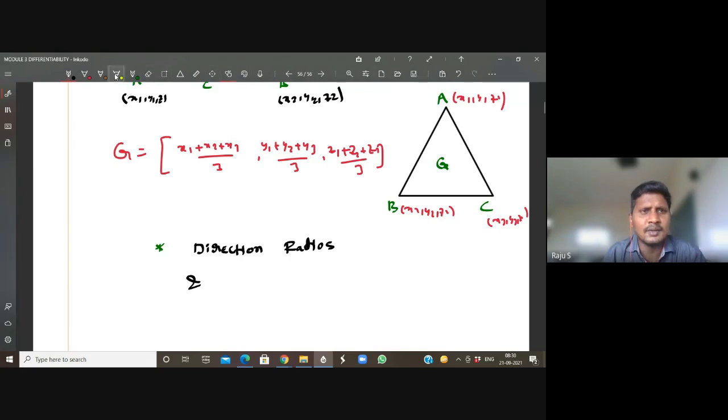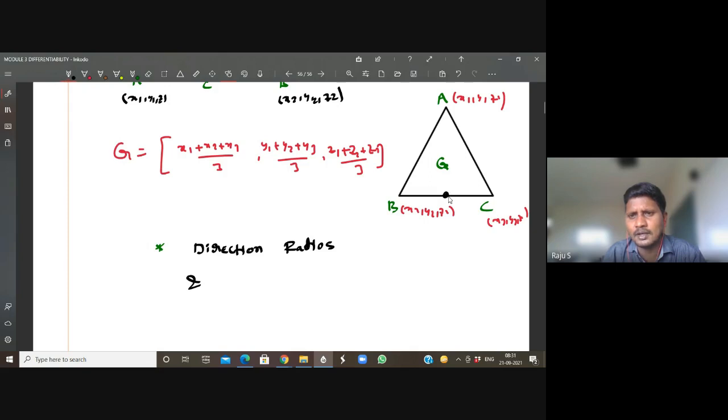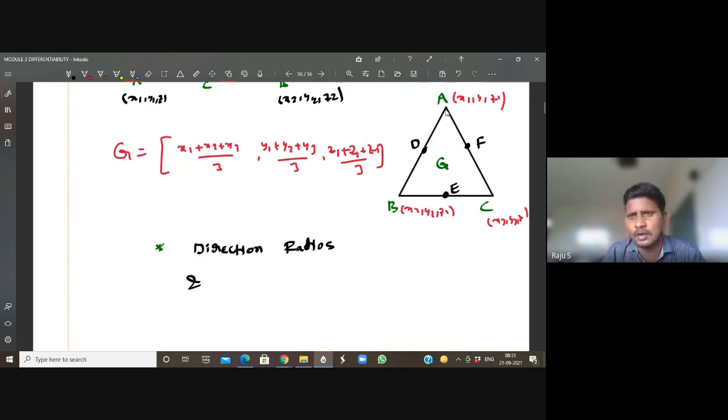Centroid is nothing but this. First we have to take the midpoints of the triangle's sides. I'm taking the midpoint of BC as E, the midpoint of AC as F, and the midpoint of AB as D. D, E, F are the midpoints, so we can join each midpoint to the opposite vertex. From this vertex to E, I have drawn this; this is called a median. Joining B and F, then C to D.